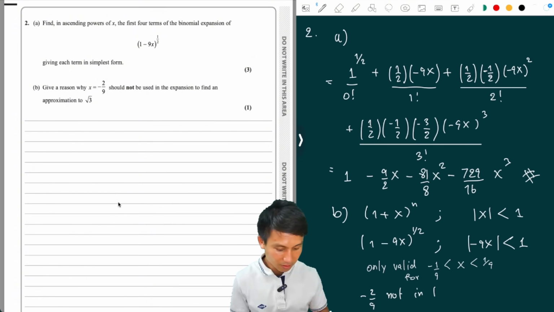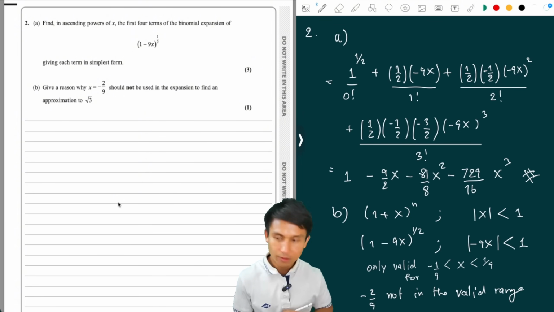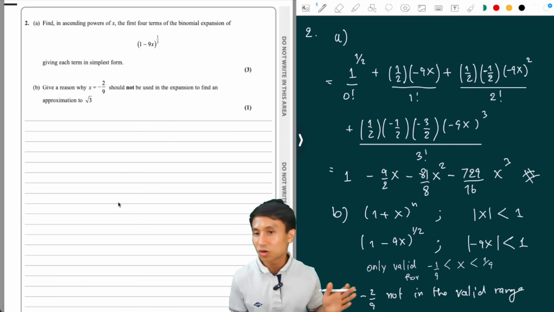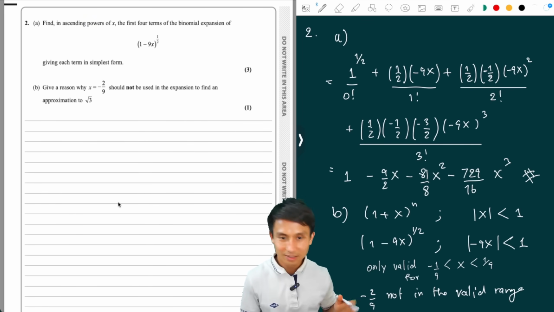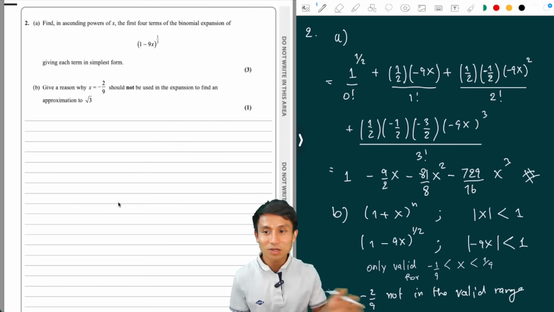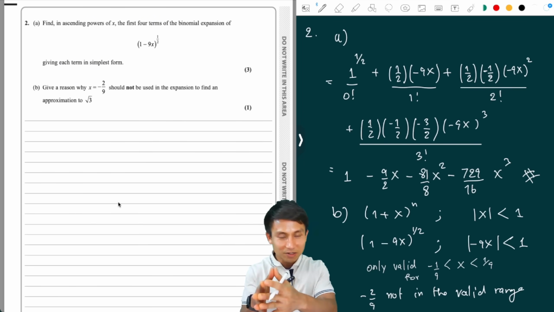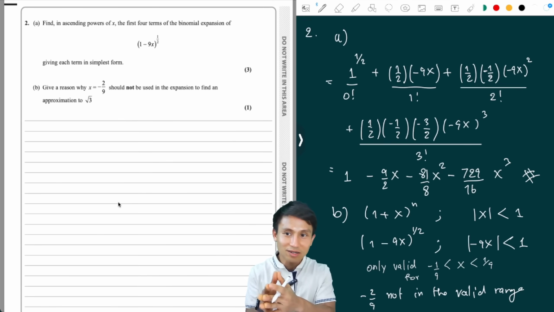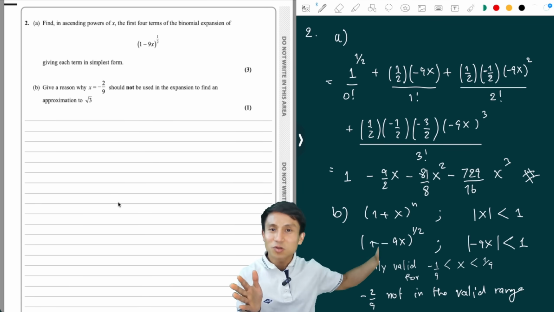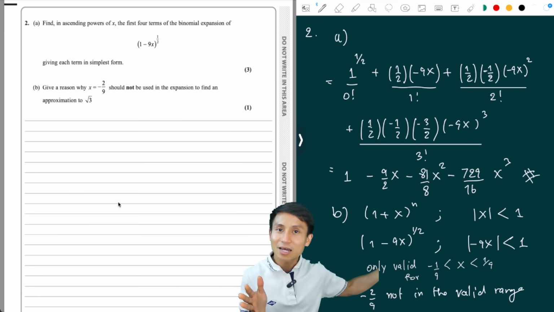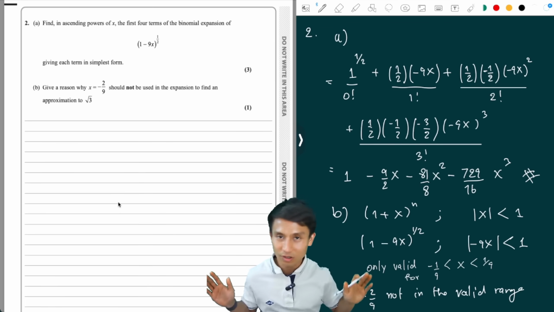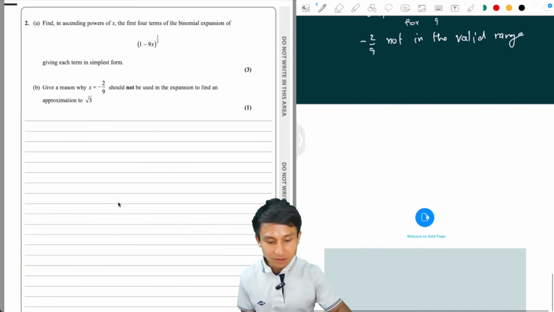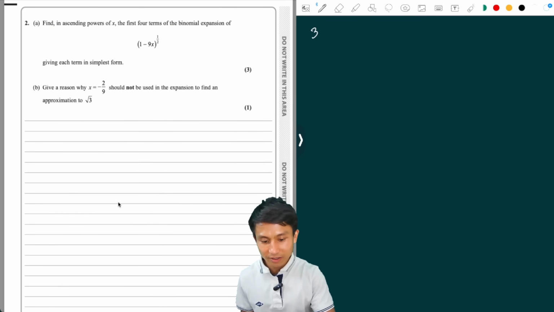Not in the valid range of x, so it should not be used. Okay, that's it. That's the concept there. Because if it is minus 2 over 9 and you actually do use it in the expansion, you know, the terms will get bigger and bigger in the size, in magnitude, which doesn't make this binomial expansion good anymore. All right. Okay. Number 3.